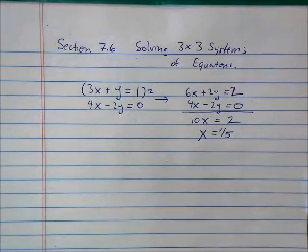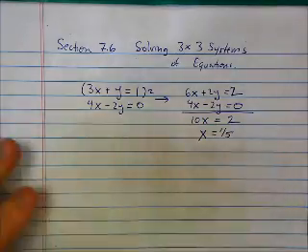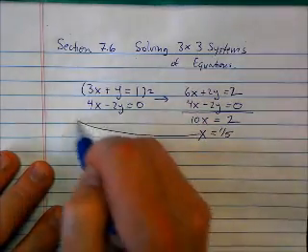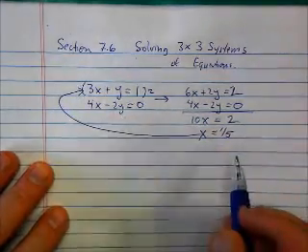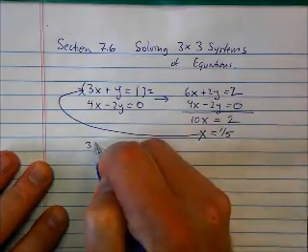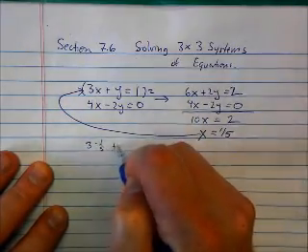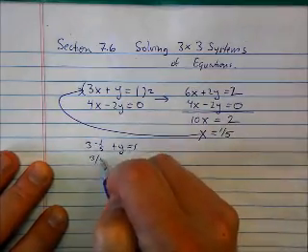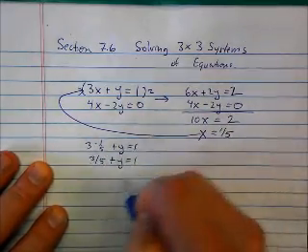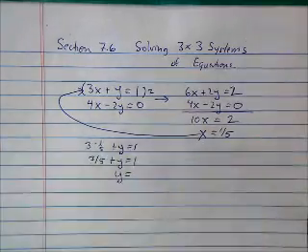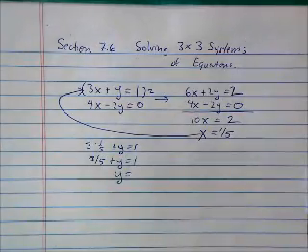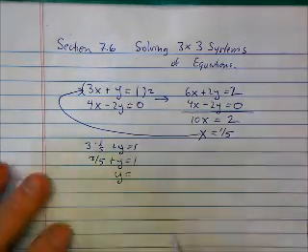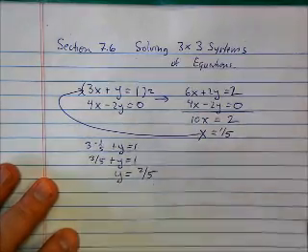Plug that in where? Either equation. For no particular reason, I think I'm going to use the first one. So I'm going to have 3 times 1/5 plus y equals 1. So 3/5 plus y equals 1. So y is, I subtract 3/5 on both sides. What's 1 minus 3/5? 2/5? 2/5.